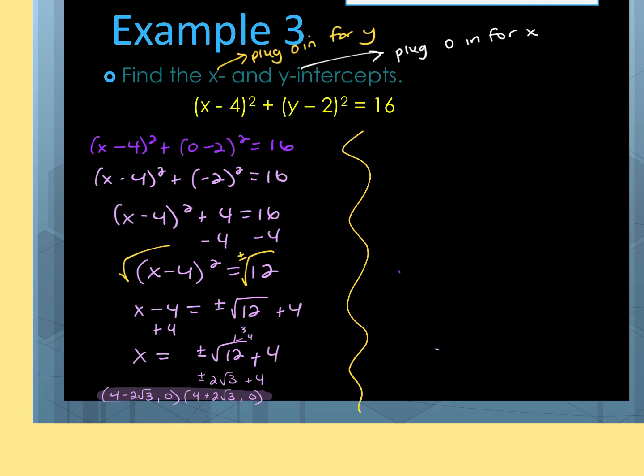Then come my y-intercepts. So for these, I'm plugging 0 in for x. 0 minus 4 squared plus y minus 2 squared equals 16.